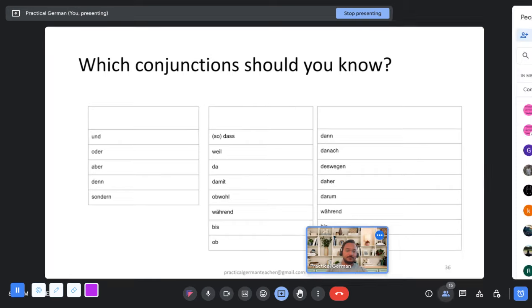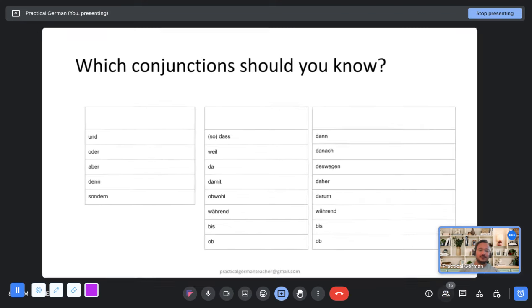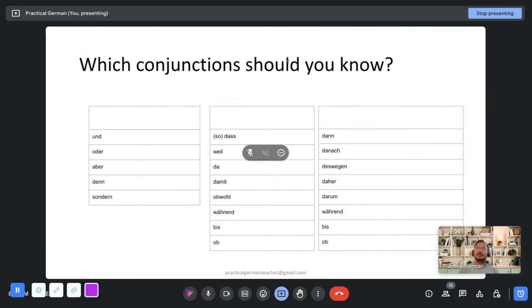Good future, I hope it's your name. Do you mind reading? Okay. Und means and, oder, or, aber, but, denn, then. Sondern, special, I believe. And das. Please stop. So first of all, let's talk.